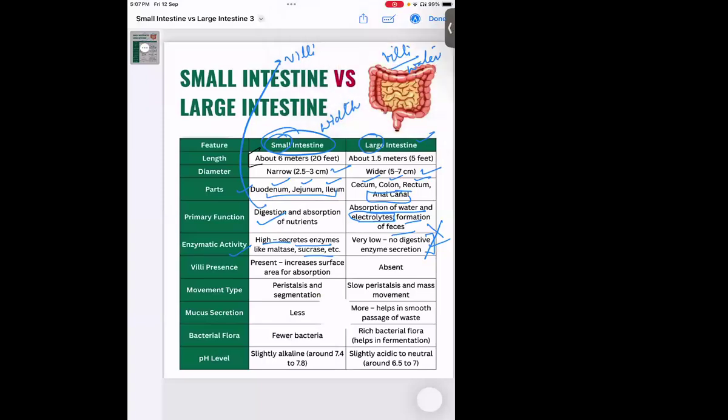Joshika, Charvi, and Shreyansh, why are enzymes not required in the large intestine? Ma'am, because it only transports the food to other organs, right, ma'am?